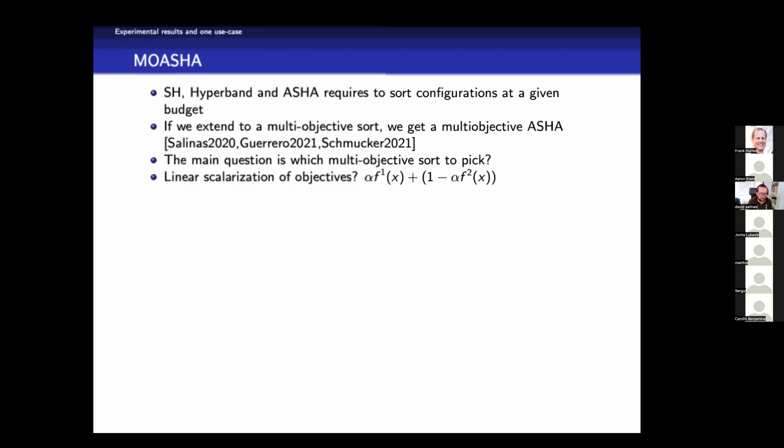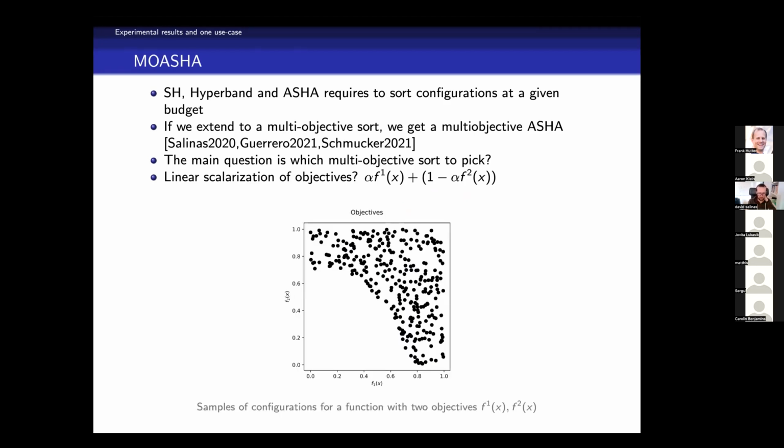The question now is which multi-objective sort do you pick. That could be a long discussion, but I just want to advertise the one that is in those three papers, and explain why simple linear scalarization is usually pretty bad. Say you have objectives F1 and F2. What people often do in practice is to just sum them up, and that's your new objective. So you're back to the single objective case.